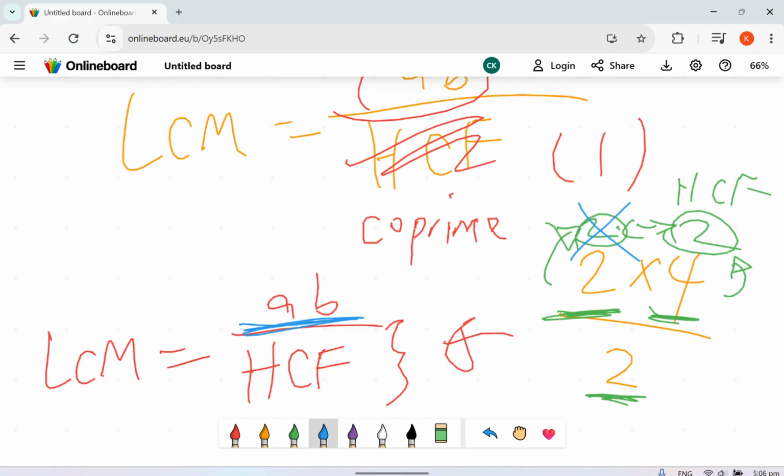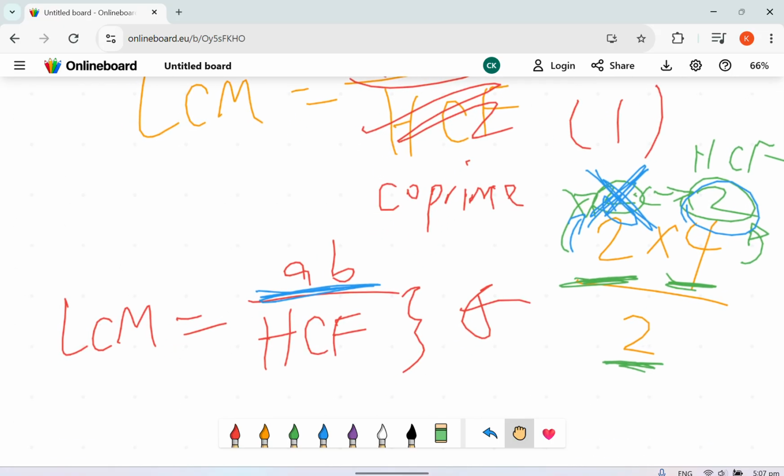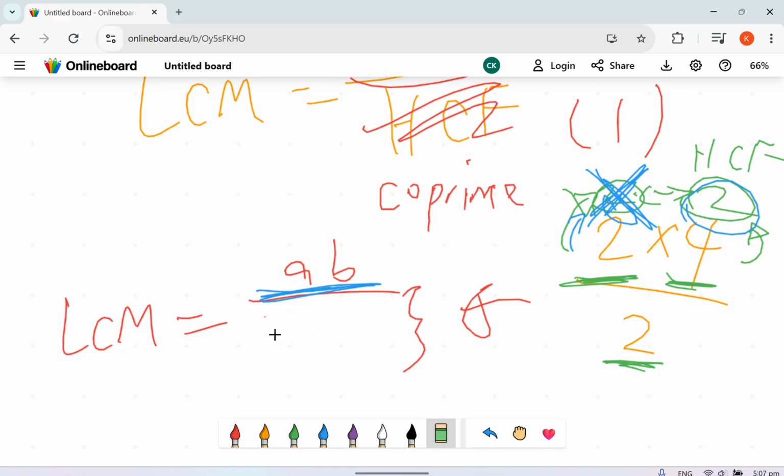Basically, you just find the product and you divide out all the overlapping stuff. So in this case, this part overlaps. So take it out, and you only have this left, which is the true LCM. Alright? So in this case, AB over HCF. But what if they are co-prime and HCF is 1? That means LCM just equals AB. AB over 1 is just AB.